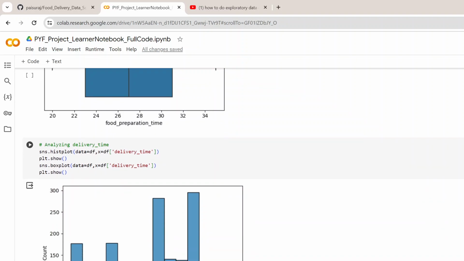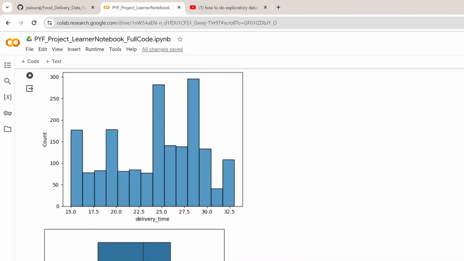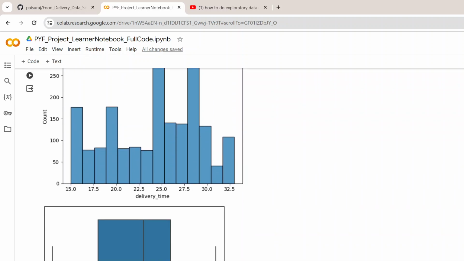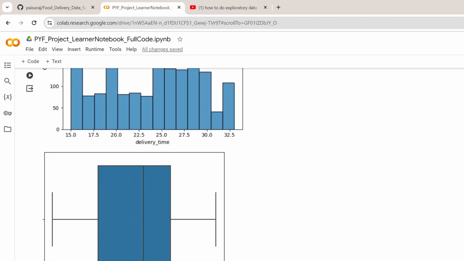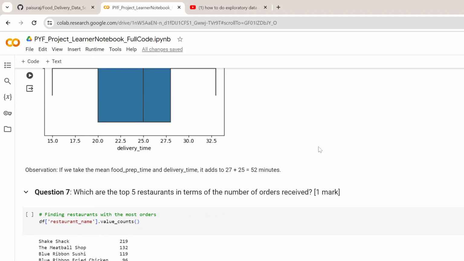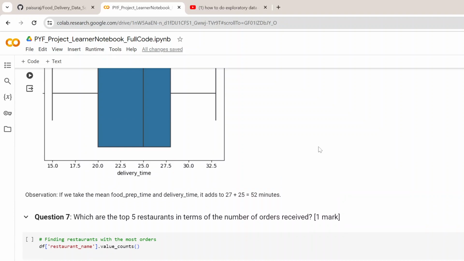So let's see here. Delivery time. This is also an interesting skew, but more or less 50% of the time we'll have a delivery time of 25 minutes. So not too bad, but if we add up the P50 from the other one and add the P50 to this one, 27 plus 25 is 52 minutes. So when you order, it takes time to prep it and then deliver it to your house. That takes 52 minutes.